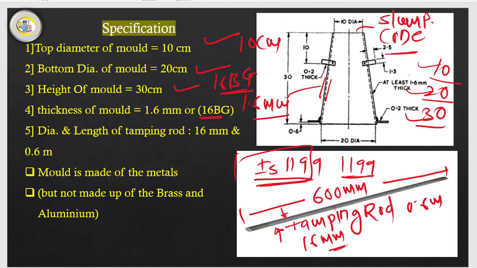Now, the mold is made of metal, but it should specifically not be made of brass or aluminum. That is also provided in IS 1199. There would be a reaction, so that's why there should not be brass or aluminum. Other metals you can use for the mold.